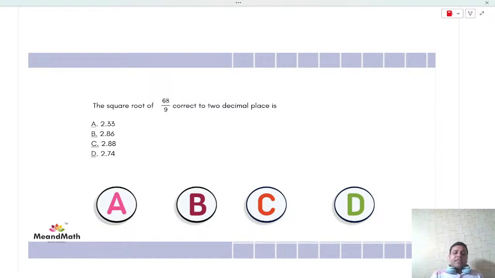टू डेसिमल प्लेस तक इसका स्क्वायर रूट हमें फाइंड आउट करना है. तो कौन सा आंसर होगा? 2.33, 2.88, 2.86, 2.74. Which option is the correct one?